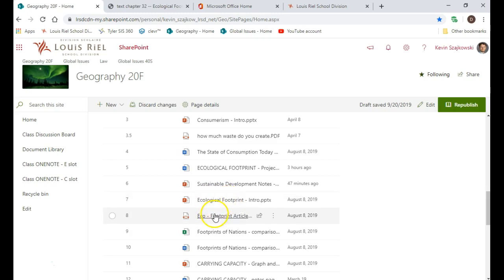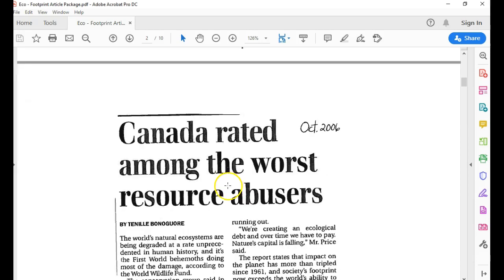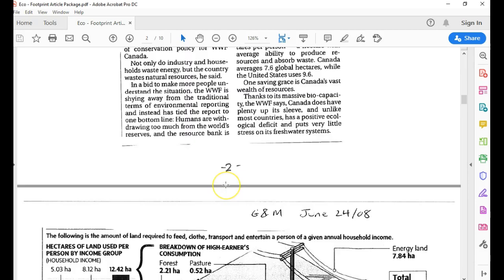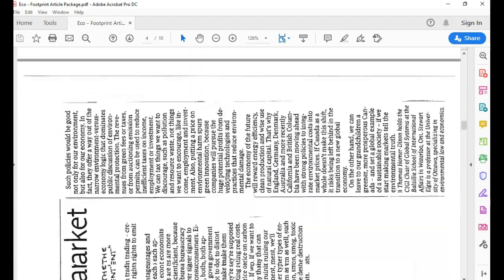Okay. The one other thing I'm going to show you right now is that there is an Eco Footprint article package. It's right here, item number 8. And these articles are all about various aspects of Canada's ecological footprint or how the world is behaving towards nature and its resources. There are a variety of articles in here.